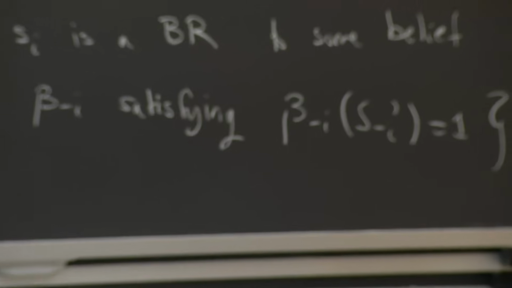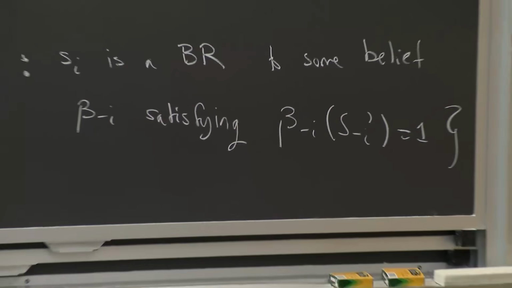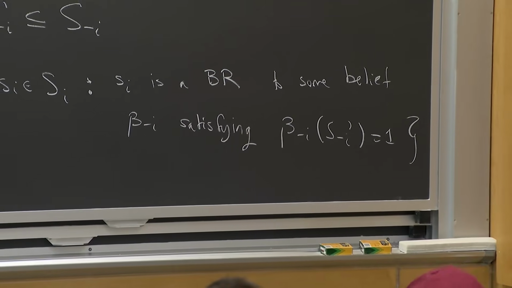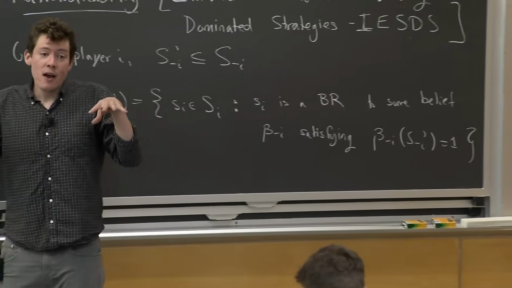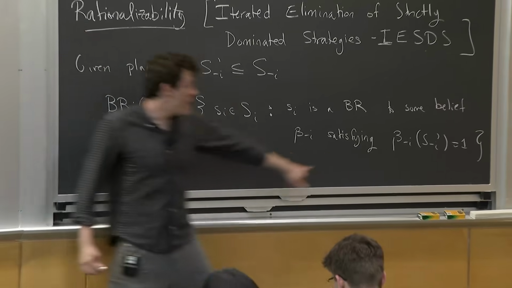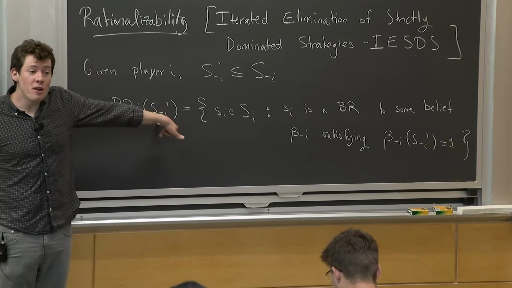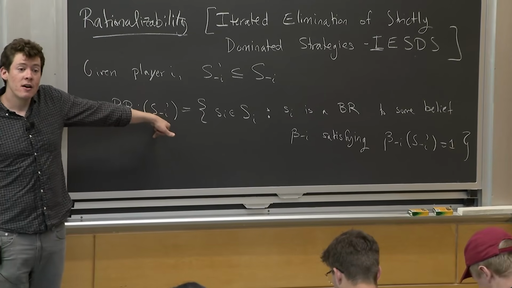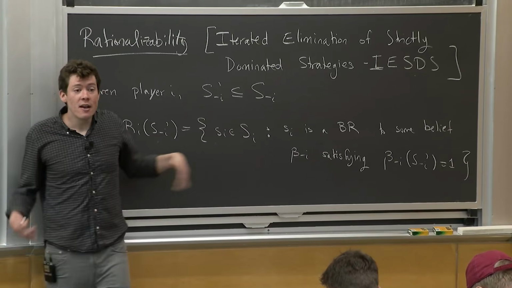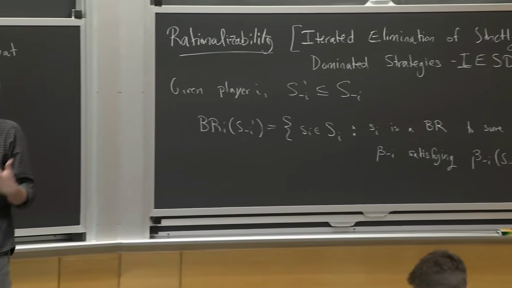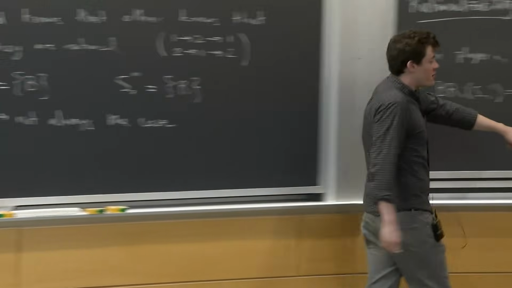So it's not enough for a strategy to be a best response to some belief. It has to be a best response to a particular kind of belief. A belief that maybe could put probabilities on different strategies in this set, but it can't put any probability on strategies that are outside this set. So the interpretation of this is, if I know that my opponents are only going to play strategies in this set, what strategies for me are reasonable? And it's exactly the strategies that are best responses to a belief that doesn't put any probability outside that set, or equivalently, puts all the probability on the strategies in this set.